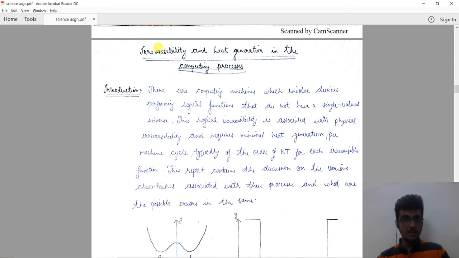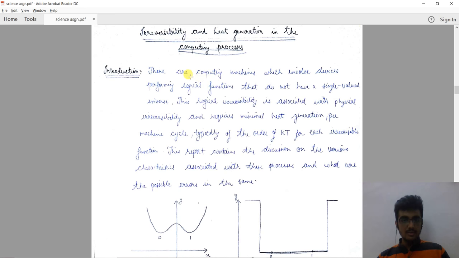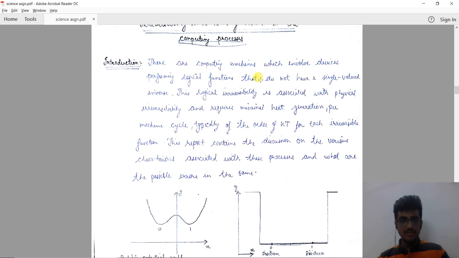I'm going to discuss irreversibility and heat generation in the computing process. There are computing machines which involve devices performing logical functions that do not have a single valued inverse. This logical irreversibility is associated with physical irreversibility and requires minimal heat generation per machine cycle, typically of the order kT for each irreversible function.